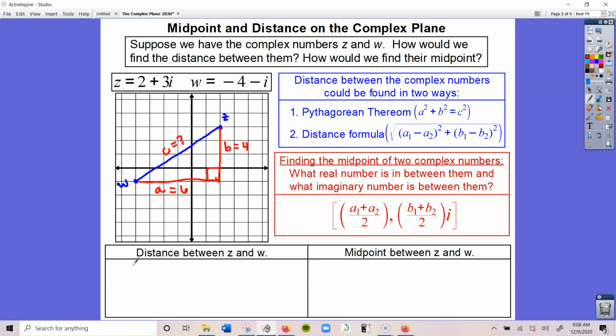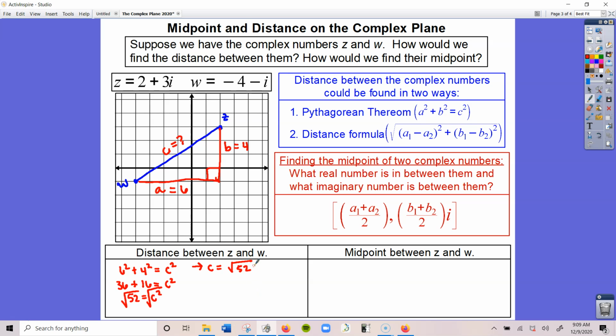So the Pythagorean theorem, a squared, so 6 squared, plus b squared is equal to c squared. 6 squared is 36 plus 4 squared, which is 16, is equal to c squared. 36 plus 16 is 52. And then to solve for c, I would square root both sides. So that means that c is equal to the square root of 52.